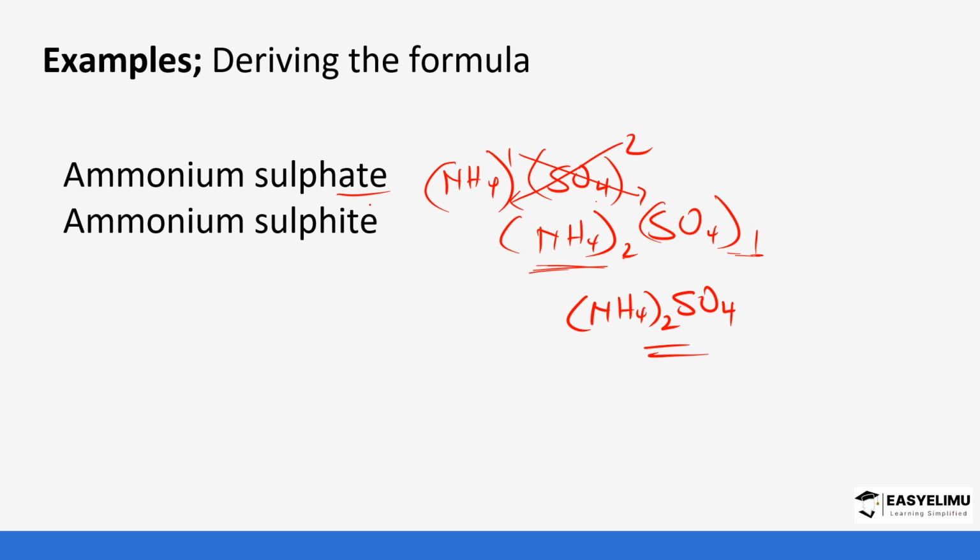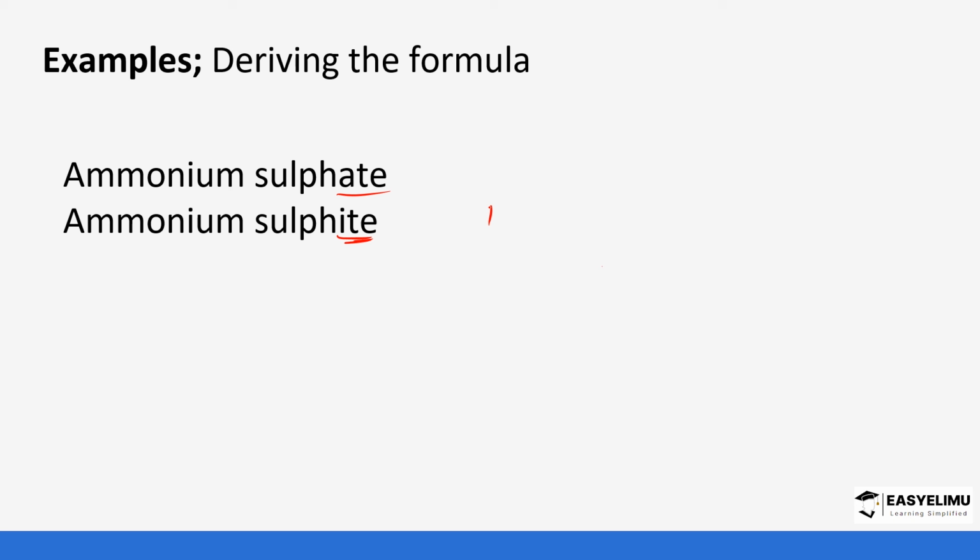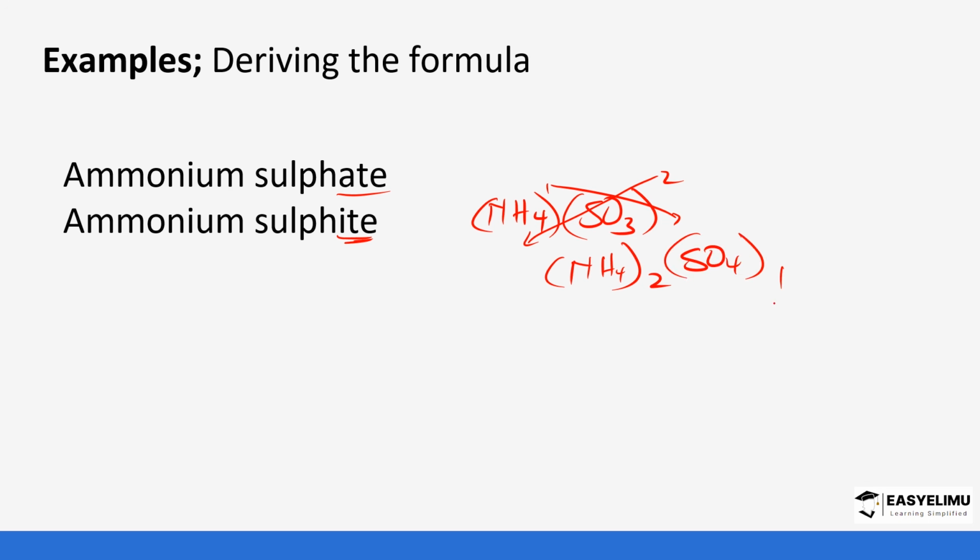Let's look at ammonium sulfite, now with an ITE. So ammonium valency is 1. Then sulfite, now with SO3, has a valency of 2. We crisscross the valencies. So we have ammonium still in bracket with a 2 and the sulfite with a 1. So this becomes, remember there's a 2 outside the ammonium, so it's going to be retained. So it becomes (NH4)2, but there's a 1 outside the sulfite, so you just remove the bracket and this is our final answer.